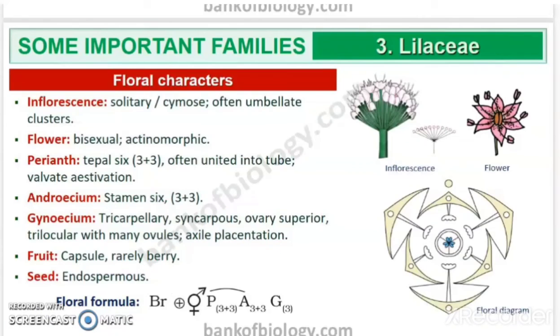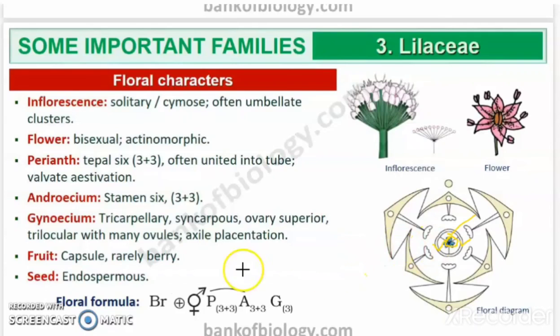And how is the ovary? It is a superior ovary. And how is this tricarpellary ovary formed? It is formed as a trilocular structure which has many ovules in it. So you can see the trilocular structure. Trilocular means 3 empty spaces will be seen. This one, and this one, and it has many ovules, and it has axile placentation. It means that the ovules will develop from the axis of the placenta. The ovules will be formed in the axial portion where the placenta joins.